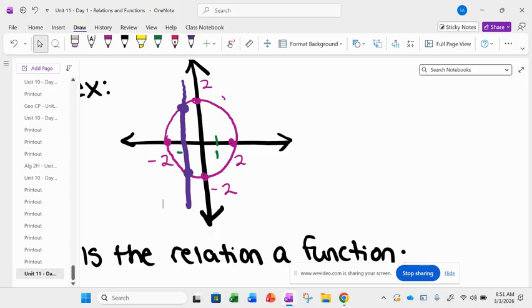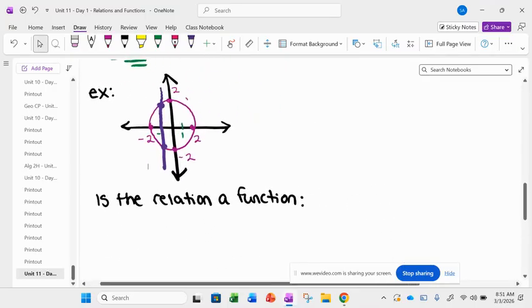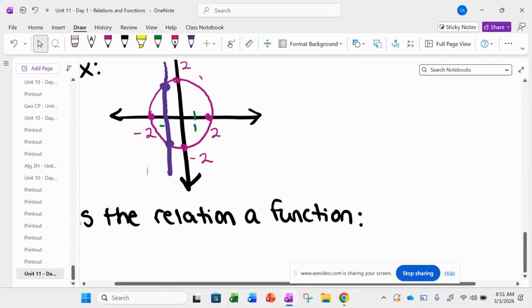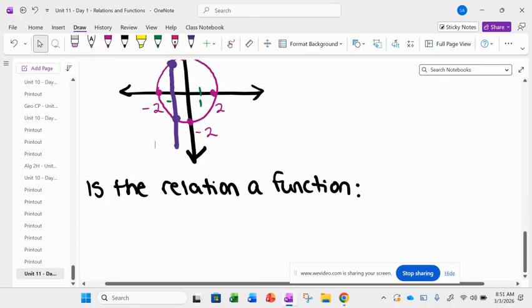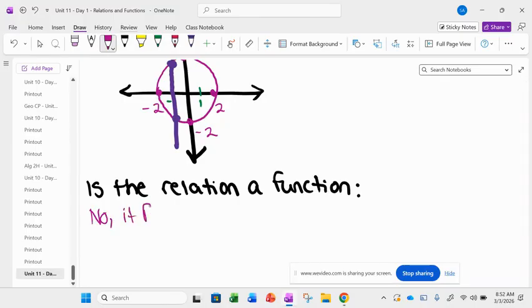So if the vertical line touches our graph in more than one spot, it tells me I'm repeating an x value. And if I'm repeating an x value, is it a function? No. So is this relation a function? We're going to say no, and my reason is it fails the vertical line test.